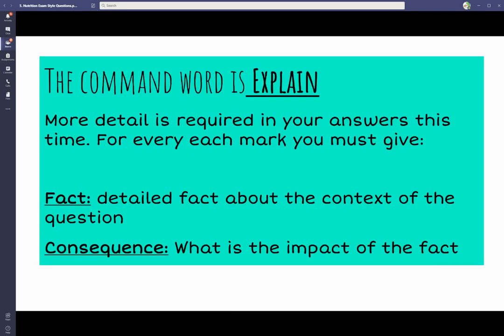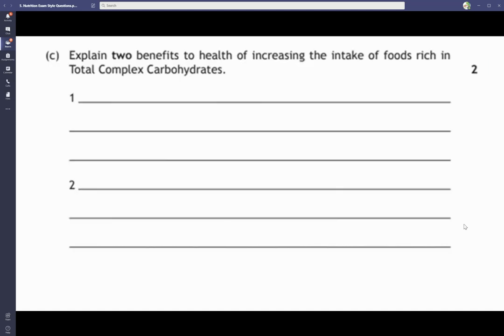So the next command word we're going to look at is explain. Now, more detail is required in this answer here. So for every mark, we would like you to give a fact, which is a detailed fact about the context of the question, and a consequence, what is the impact of this fact. So here we go. Explain is the command word. This is what it is telling us to do, how we're going to lay this out.